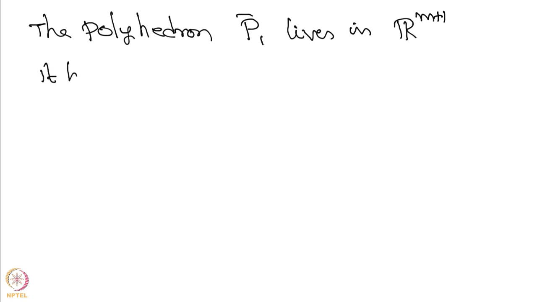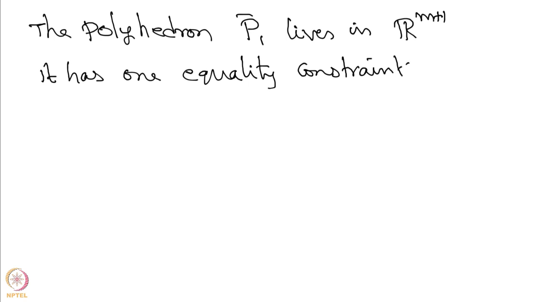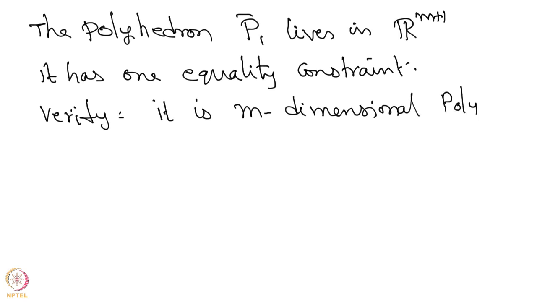So the polyhedron P1 bar lives in Rm+1, and it has one equality constraint. In fact, you can verify that it is an m dimensional polyhedron. I will not go into proving this dimensionality fact, which I will ask you to verify, but for the future we will not require the proof of this fact, so I will omit these details, okay.